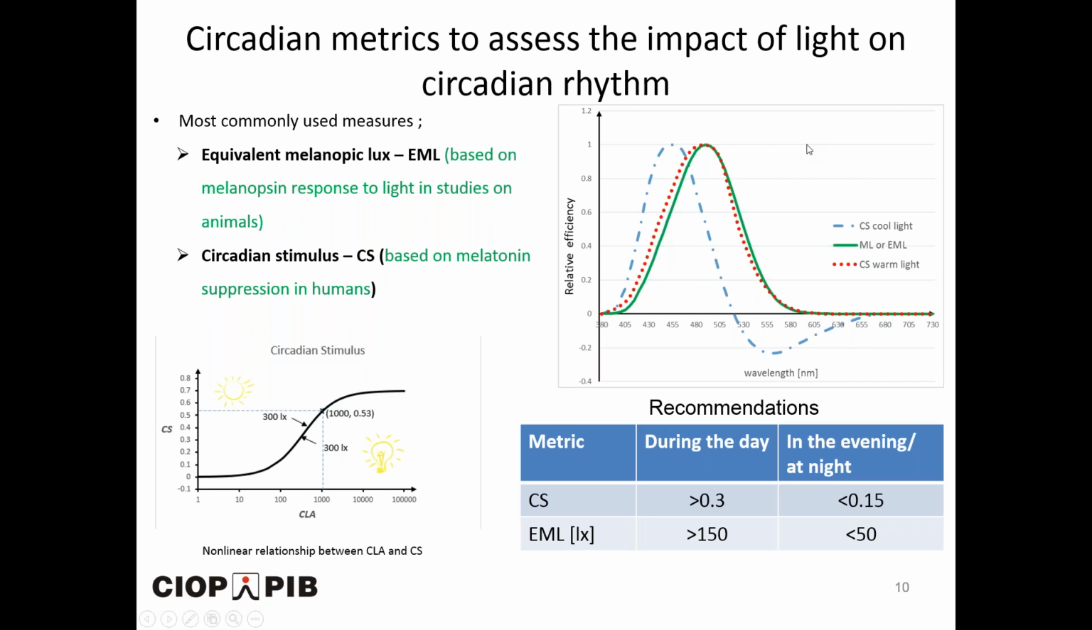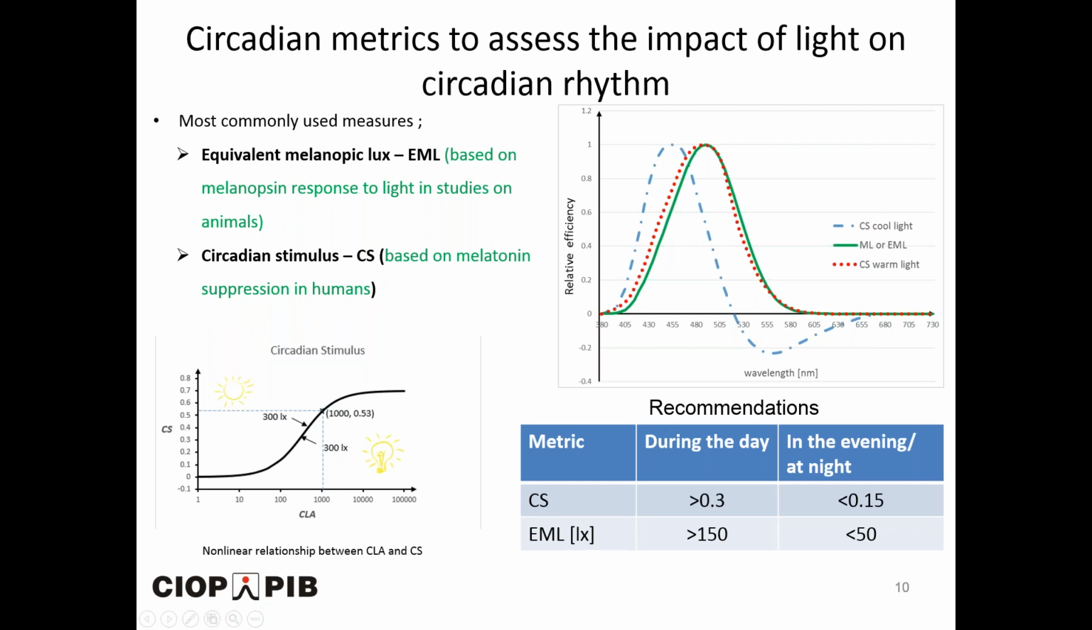The melanopsin response to light is based on studies on animals. We can see that the relative efficiency of this parameter is also around the blue light. The maximum is expected to be around 490 nanometers, and it gradually decreases to about 0 in the red spectrum of the light.